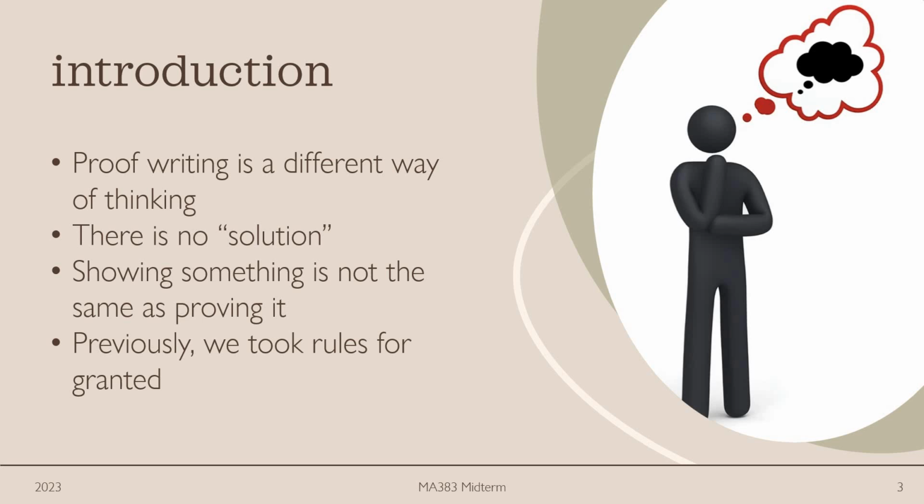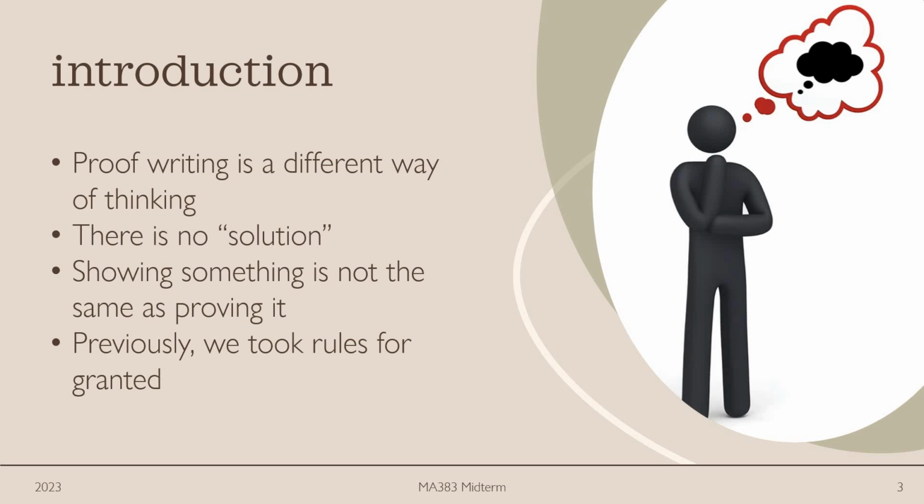There's different inductive proofs, there's different direct proofs, proof by cases, etc. There's so many different ways to show that something is true, and there's no one solution. There's no 2x equals 4, therefore x equals 2. There's no correct answer like that.